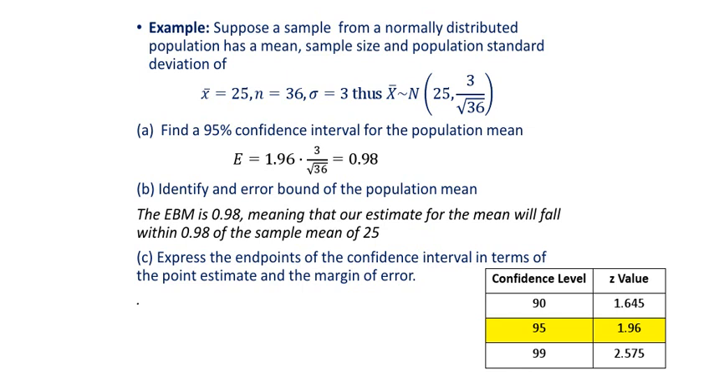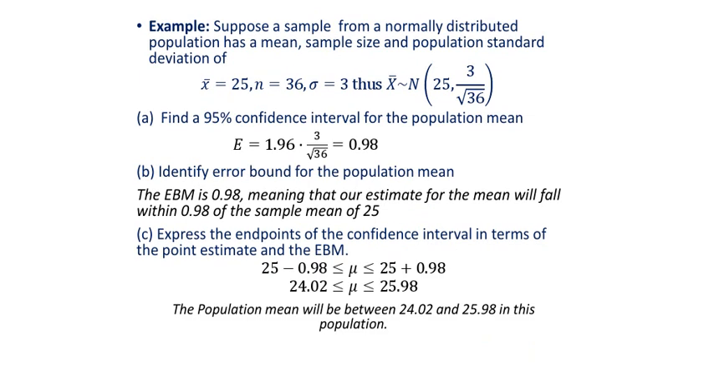So to express the endpoints of our confidence interval in terms of the point estimate and the margin of error, which is our error bound for the mean, we're going to take 25, the sample mean, minus that error bound, EBM, 25 minus 0.98, and 25 plus 0.98, and state that the population mean will be estimated to be between 24.02 and 25.98 in this population.